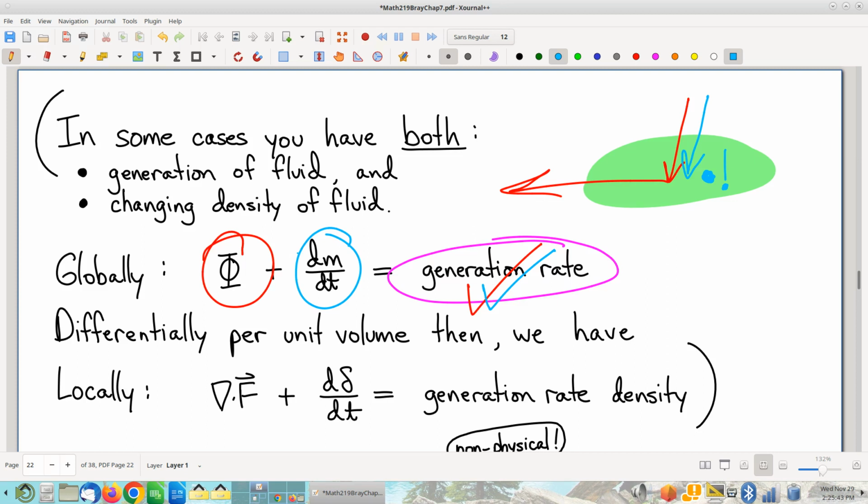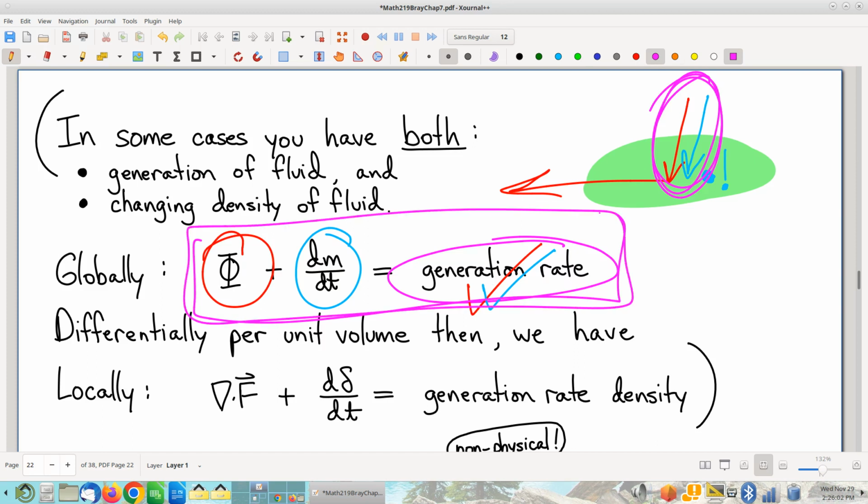Right, so these are the only two possibilities. If you create fluid, either it leaves and it becomes part of flux, or it doesn't leave and therefore stays and therefore contributes to the rate of change of quantity. So these are the only two possibilities. That gives us then that these two different forms of generation give us this equation.